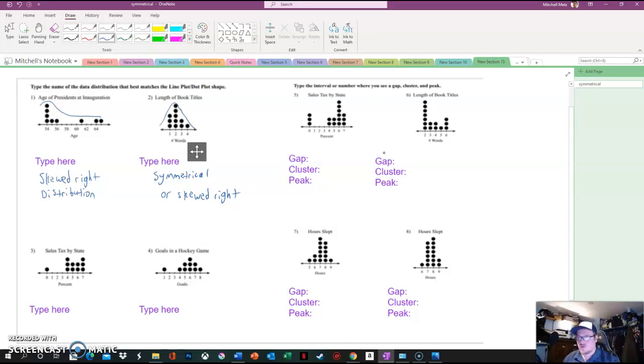Now, let's go over to the right-hand side. And that's how you do these 4 over here. You're doing that same thing. You're just saying skewed right distribution, symmetrical, or skewed right. So you just have to decide which of those 3 it is.